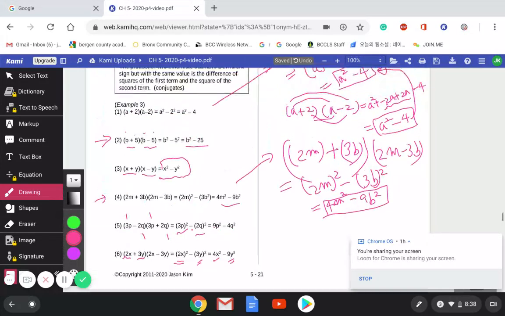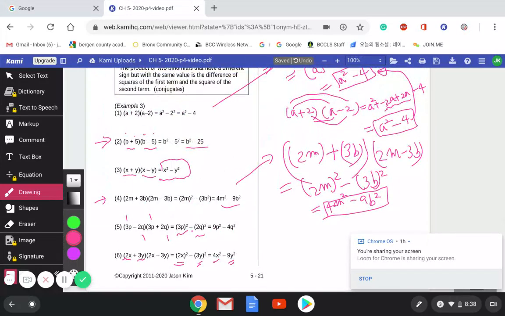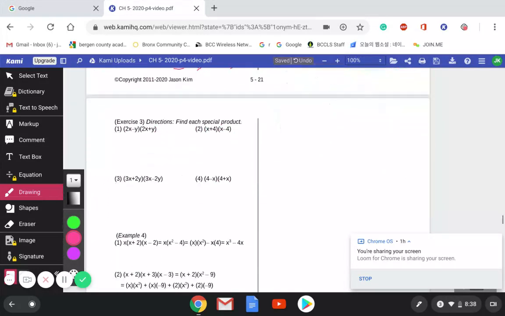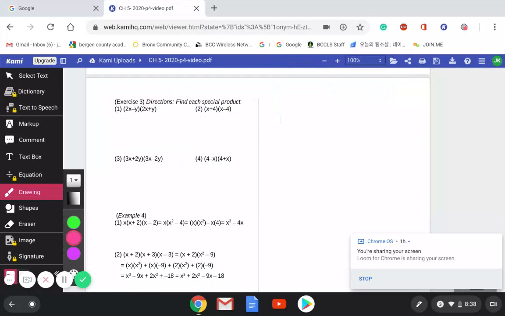So this is special, so we call it special product. This becomes very important because later on we are using this property or formula for more advanced topics. That's why I'm spending time to explain this further. Okay, so do some exercises.